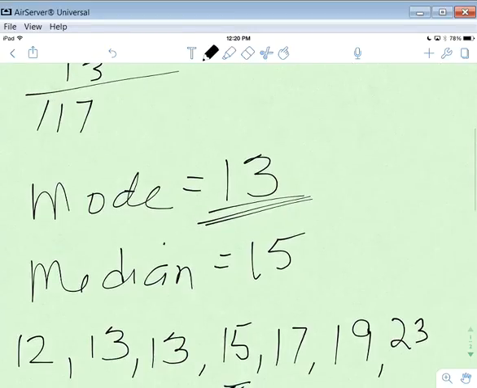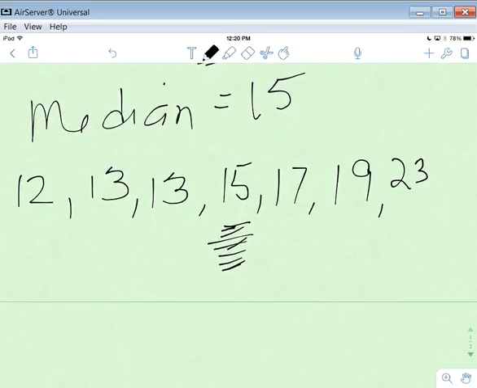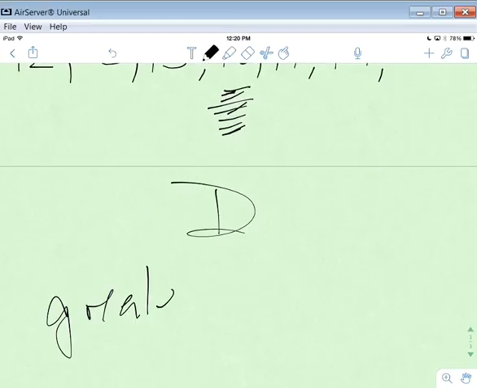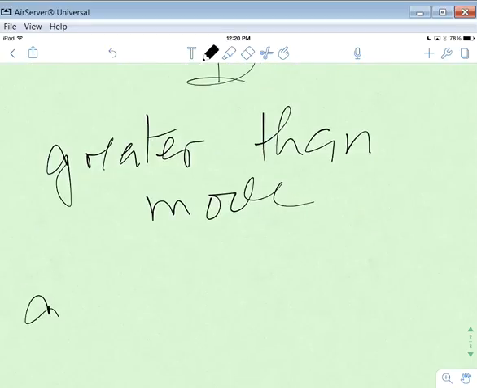So the correct answer would be D, that it is greater than in both cases. Greater than the mode and greater than the median.